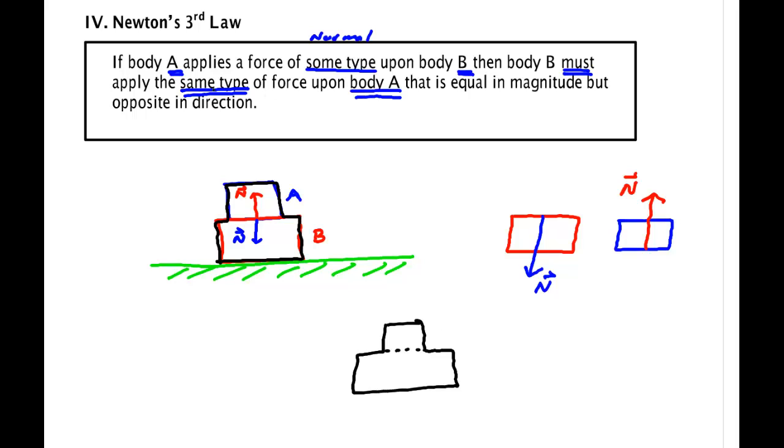So, key things. Body A, and there's got to be a body B. You've got to identify the two bodies that are interacting. Remember, forces don't just act on something. They have to involve an interaction of two bodies, like the Earth and Johnny. Johnny's weight doesn't belong to Johnny. It's a Johnny-Earth interaction. If the Earth applies weight upon Johnny, then Johnny must apply the same type of force, weight, gravity, upon the Earth that's equal in magnitude but opposite in direction.